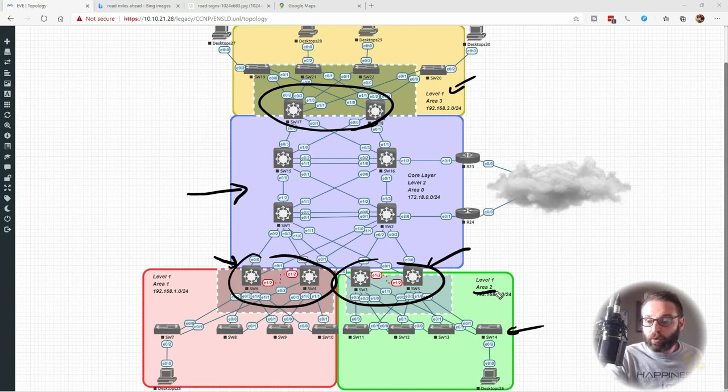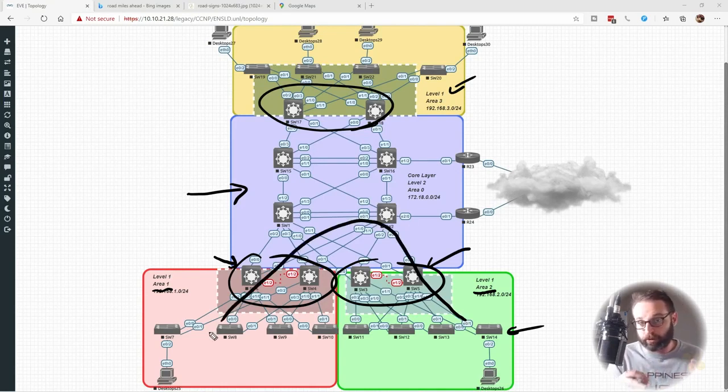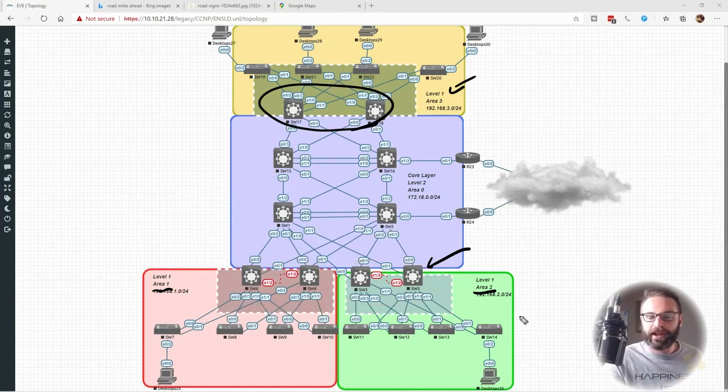So let's say traffic wants to go from Area 2 to Area 1. In order for that to happen, it must traverse through Area 0 to get there. Area 0 must exist as the backbone area or the transit area by rule, by default, by law, in an OSPF network. So this is how the enterprise network would be laid out and designed within an OSPF domain. This also introduces an interesting point.